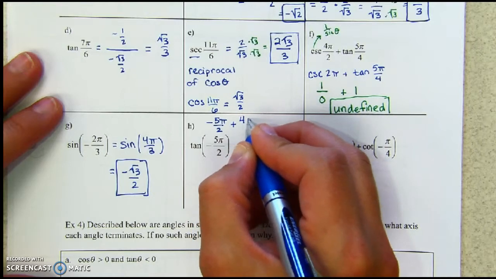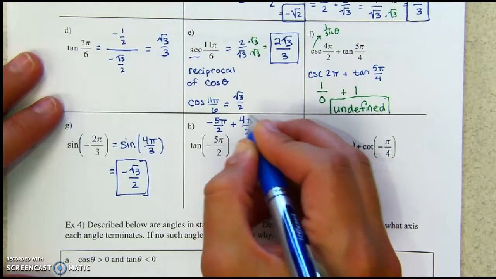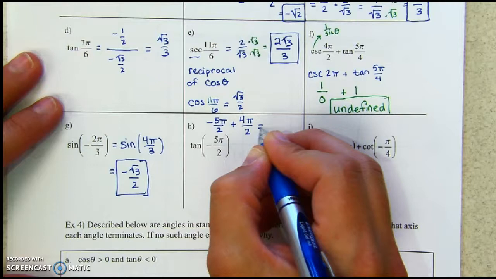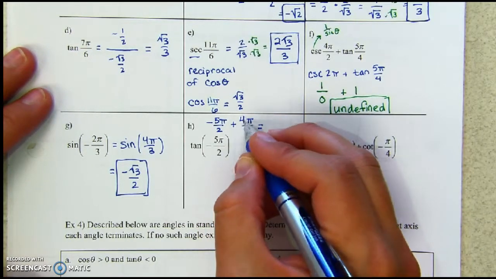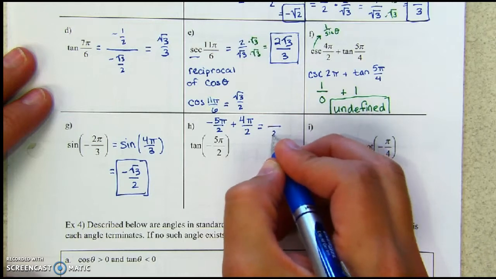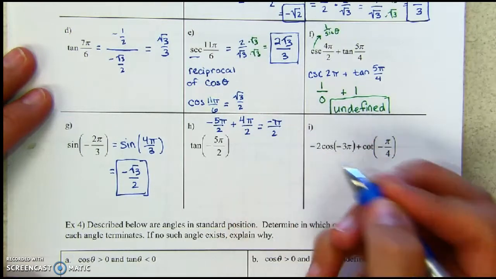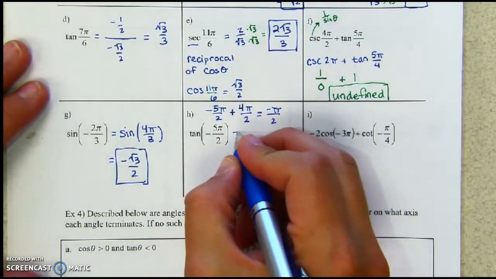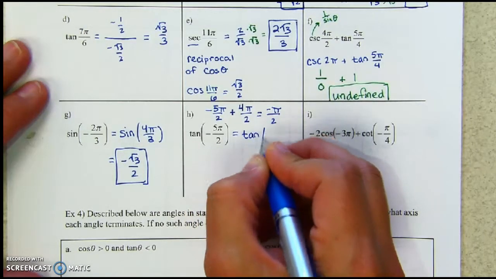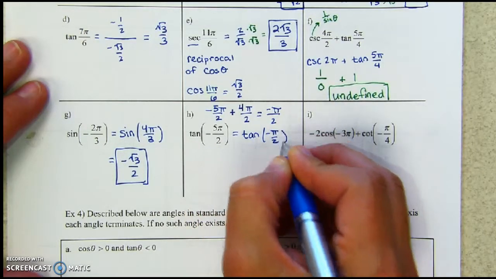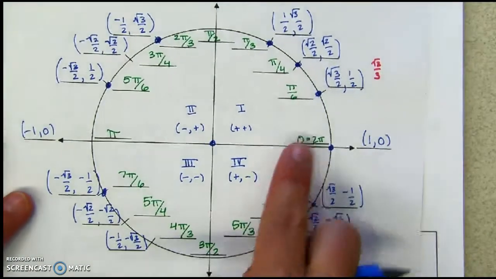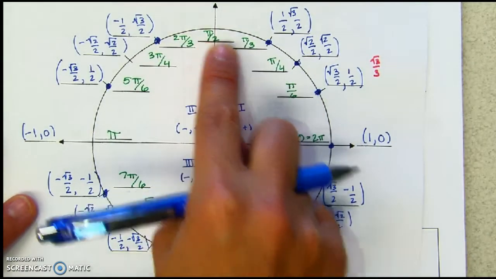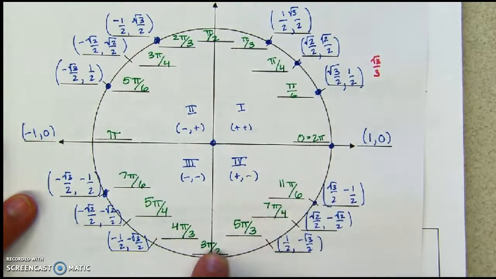And we can add 2 pi by adding 4 pi over 2. Doesn't that mean 2 pi? Okay, so negative 5 pi over 2 plus 4 pi over 2 is negative 1 pi over 2. So this is the same as tangent of negative pi over 2. What is that? Let's see here. So we know positive pi over 2 is this, so negative pi over 2 is this.